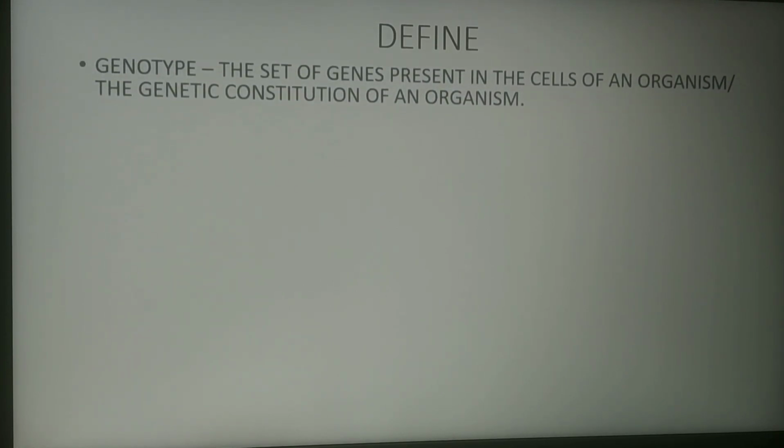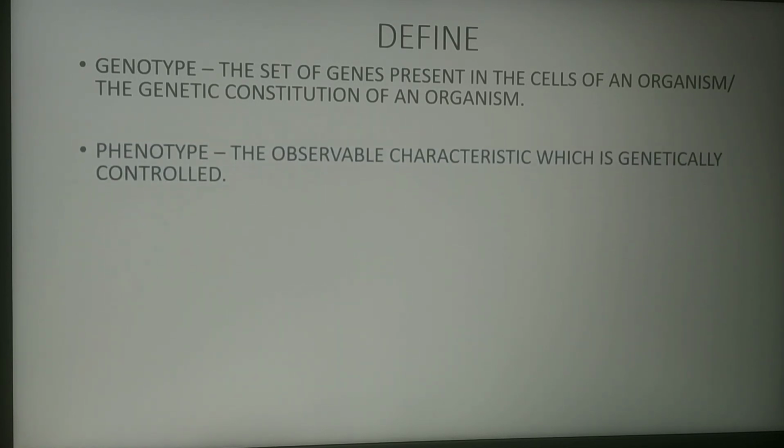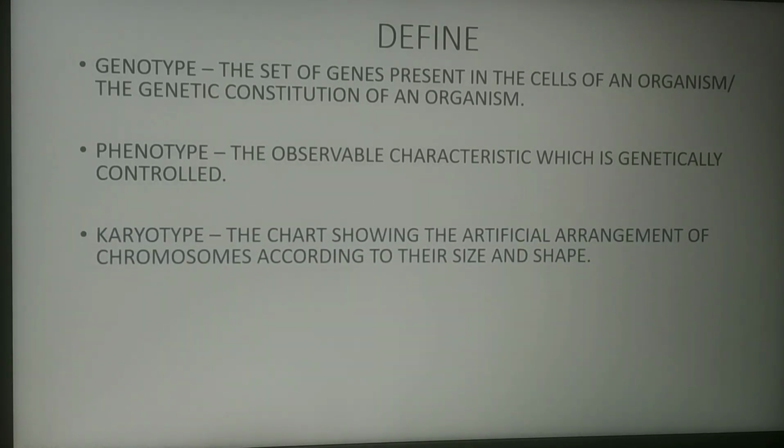Genotype, the set of genes present in the cells of an organism, or it is the genetic constitution of an organism. Phenotype, the observable characteristic which is genetically determined. Karyotype, the chart showing the artificial arrangement of chromosomes according to their size and shape.